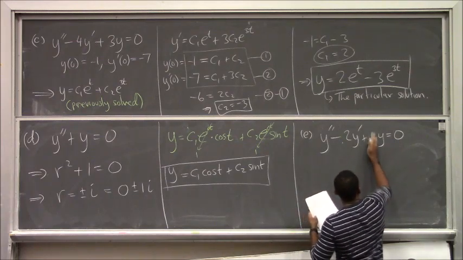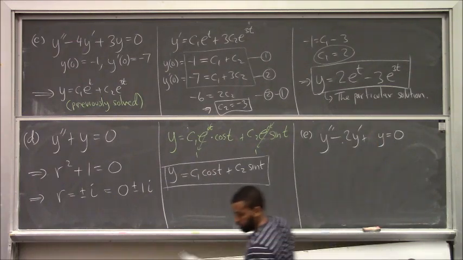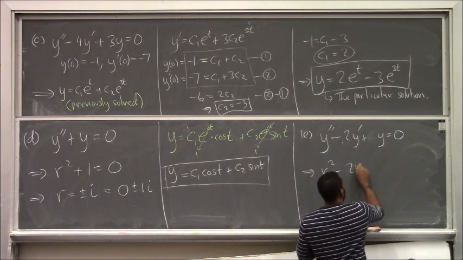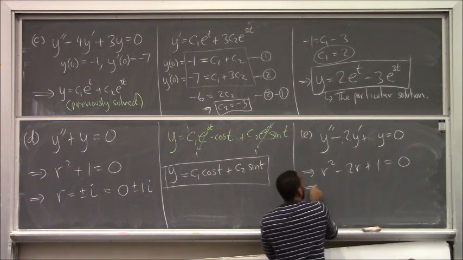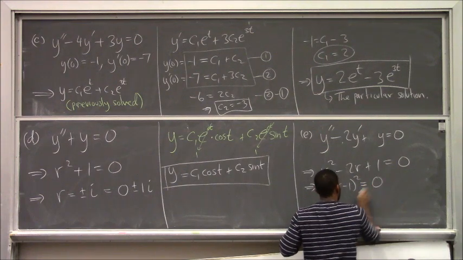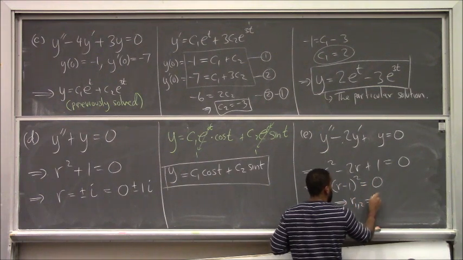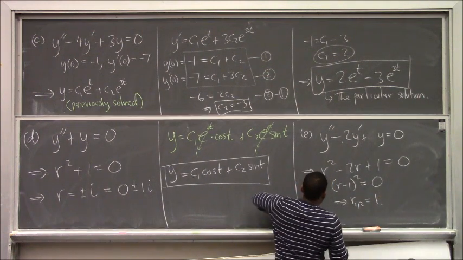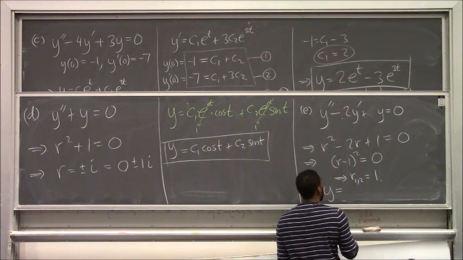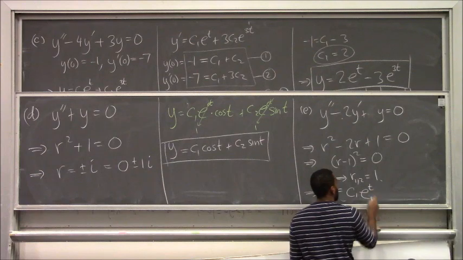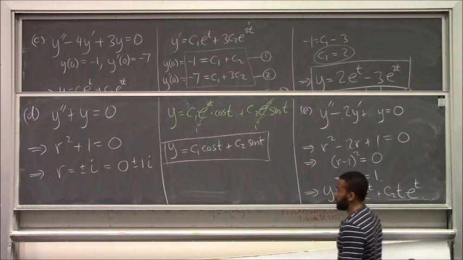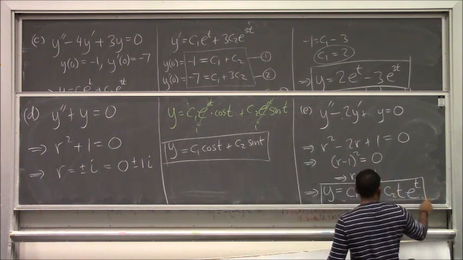2y' plus y equals 0. Okay. This one, the characteristic equation is going to be r squared minus 2r plus 1. What is this? It's r minus 1 all squared, which means I get r1 and r2 are both 1. This is a repeated root. Now, this means that my solution is going to look like c1 e to the 1t plus c2 t e to the 1t. Are we going to specify the second piece there?